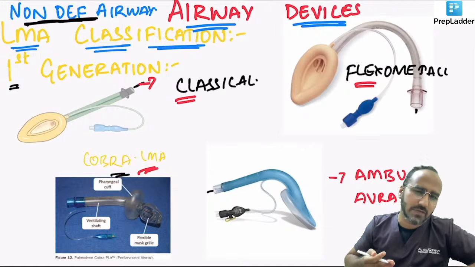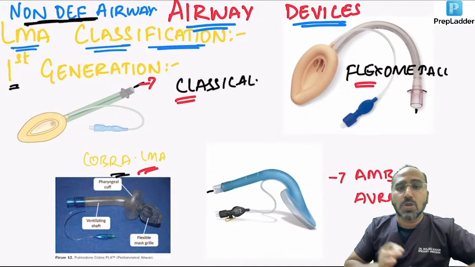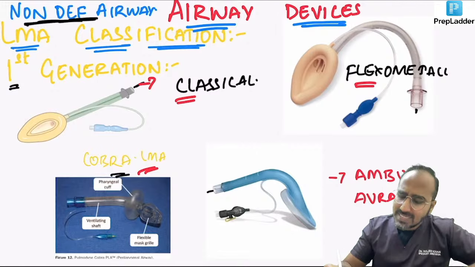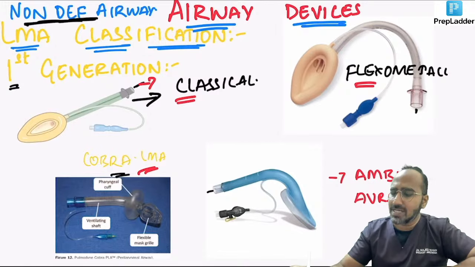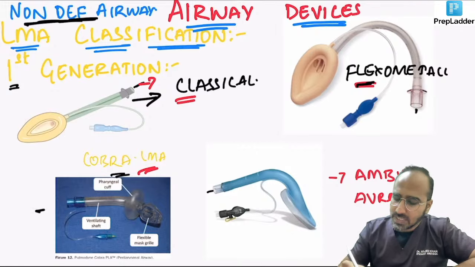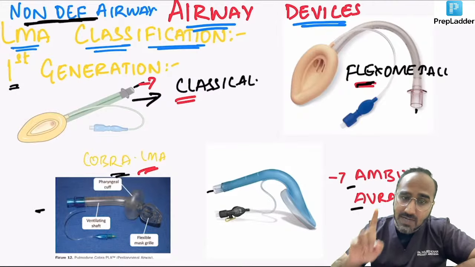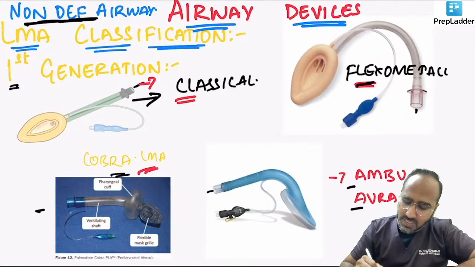There are two generations of LMA, first and second. When do you call it first generation? When it only has a single lumen. Okay, classical LMA. This is a classical LMA. An LMA that can be easily folded is a flexometallic LMA. This is Cobra LMA. And the last one is Ambu Aura LMA. All have a single port. Okay, so these are first generation.